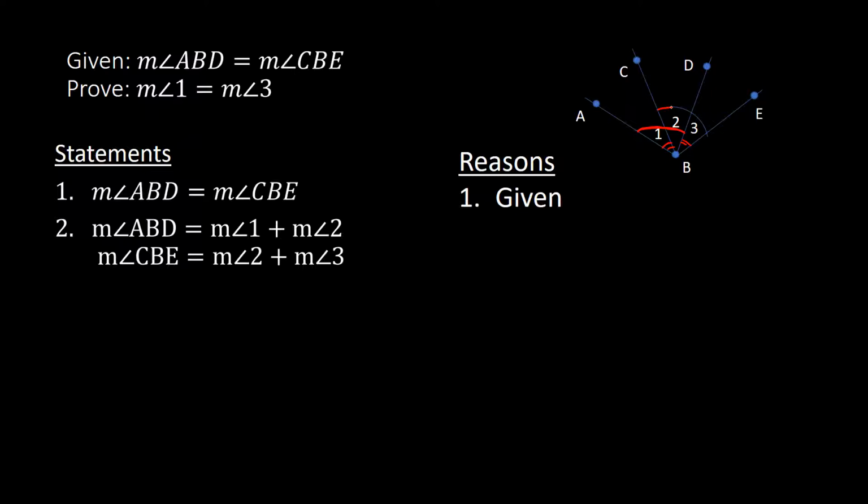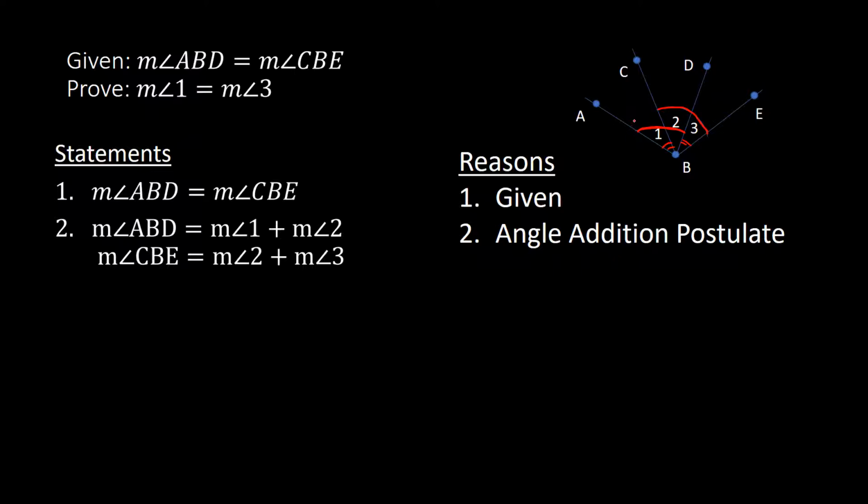This angle right here, CBE, from C to B to E, is made up of the two smaller angles, angle 2 and angle 3. So if I add angle 2 and angle 3 together, I'm going to get the bigger angle. I can say both of those in the same step because I'm really saying the same thing: I can split apart the angles into two smaller angles. Now what is the reason for this one? Well, this would be your angle addition postulate, because that postulate says that I can add two small angles together to equal the bigger angle.